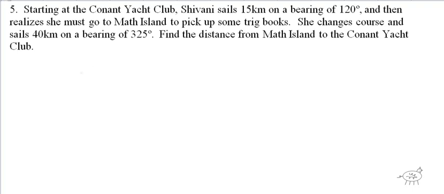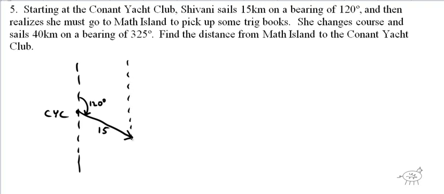So let's kind of get started here. First of all, she's leaving the Conant Yacht Club, and she's traveling on a bearing of 120 degrees. So like this. So it's 120 degrees. And this is Conant Yacht Club, and 15 kilometers. Okay? And then she changes course and travels at a bearing of 325 degrees.